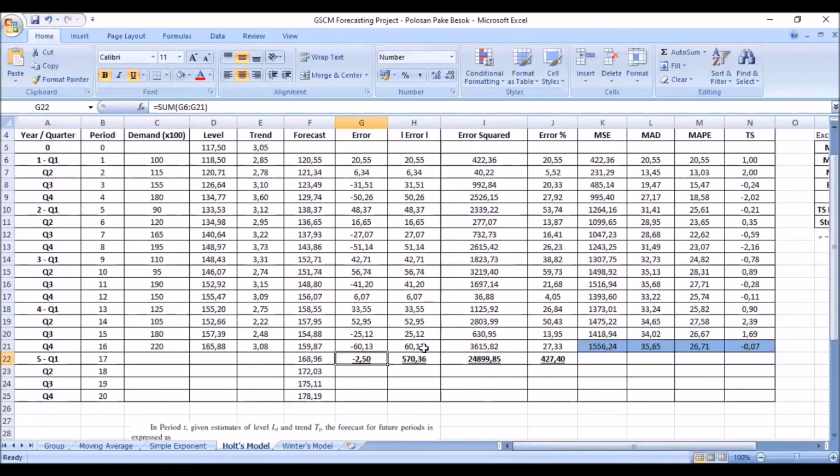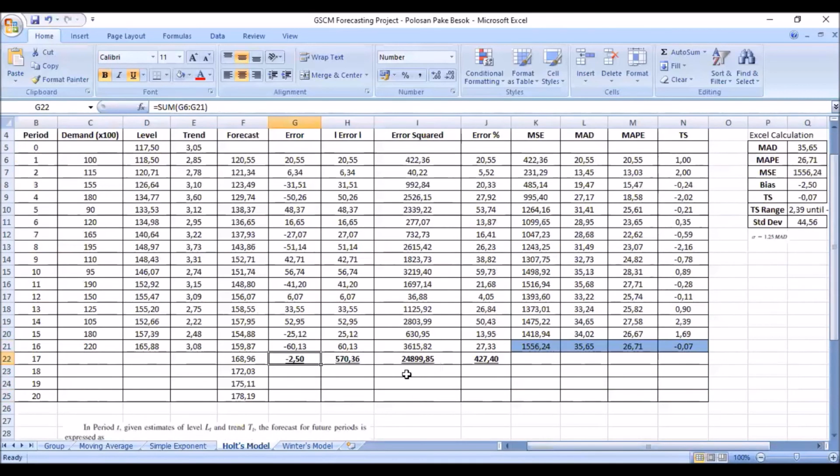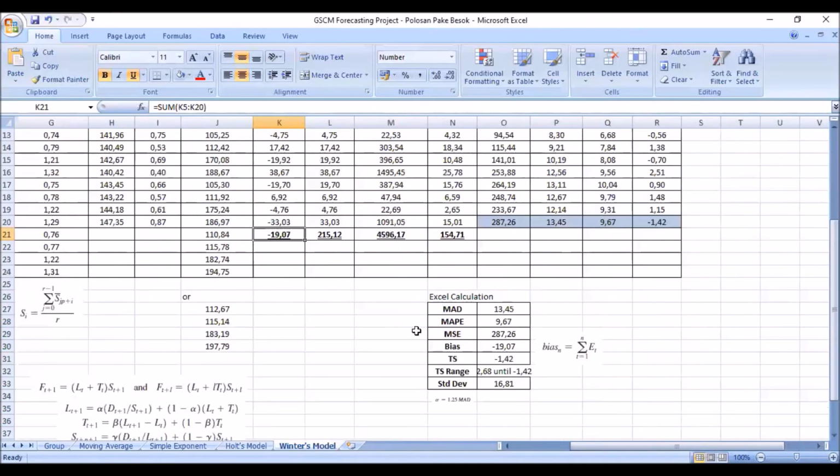Then for the Holt, it's better than simple exponential and moving average because it takes trend into account, whereas moving average and simple exponential didn't take trend into account, which doesn't really fit the data in this case. And yeah, the Holt model, despite having not really different MAD, MAPE, and MSE compared to simple exponential, has lower MSE, lower bias, and lower TS, which is good because we try to minimize it as low as possible.